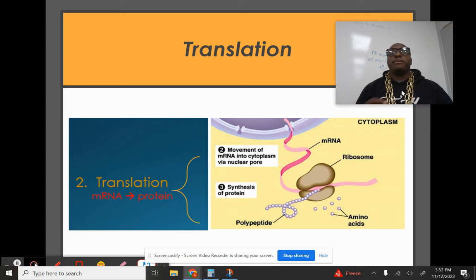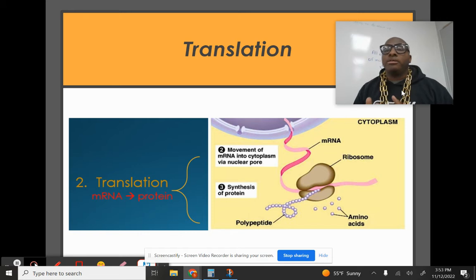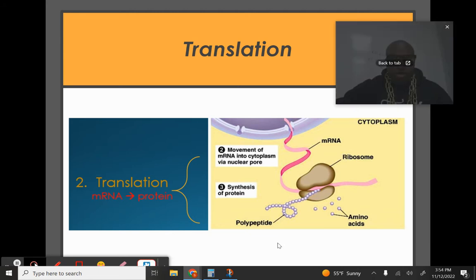So let's recap really quick. I know you just watched the video and you couldn't wait and you came to this video, but just in case you forgot, transcription, that's where we have our DNA double strand, and now we have created a single strand of mRNA. Now we're taking that mRNA and we're going to actually translate it into a protein or a polypeptide chain of amino acids. Let us get started.